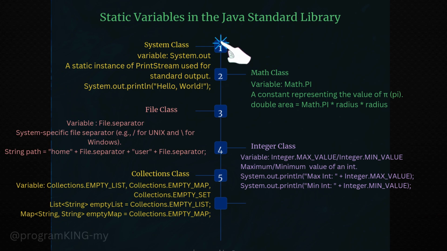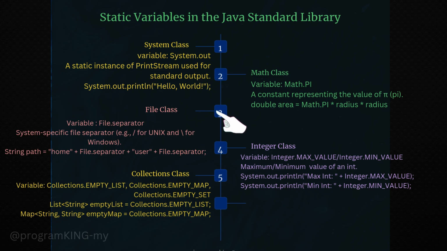Math class. Next, the Math class. A notable static variable here is Math.PI, a constant representing the value of pi. You can use it to calculate areas, like so: double area = Math.PI * radius * radius. Mathematics made simple and precise.